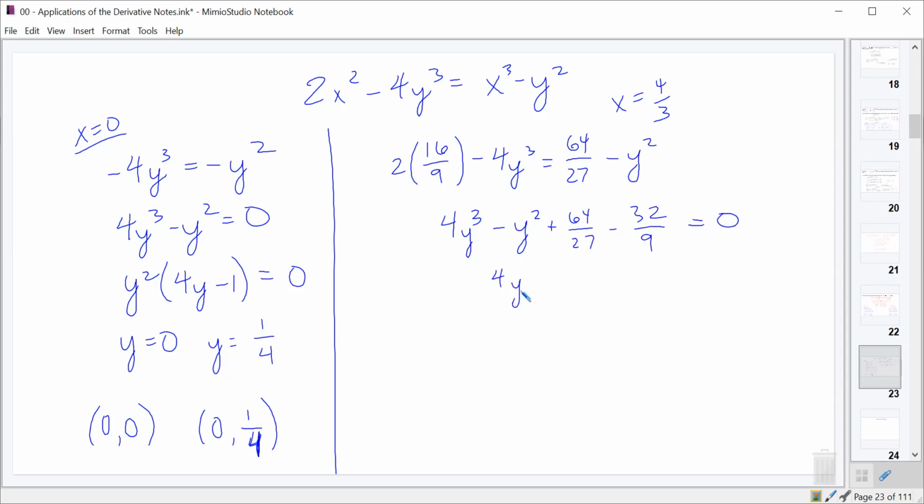If you don't feel like combining the fractions together, you don't need to, but common denominator is 27, which makes 32/9 equal to 96/27. 64/27 minus 96/27 is just negative 32/27. And now we have a nice cubic that we need to solve. So we'll go into our graphing calculator because this is not a cubic that we're going to be able to solve easily by hand.